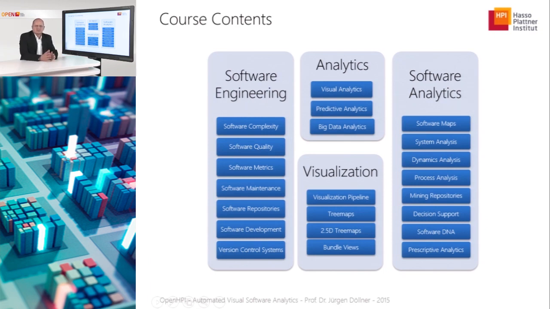The next principal area is analytics. Analytics is used already in a number of disciplines, in a number of economy branches. Analytics can be differentiated further into visual analytics, analytics that uses visual technology, predictive analytics, and big data analytics. So we will also have a deep look at these 3 principal forms of analytics that are relevant for software analytics.